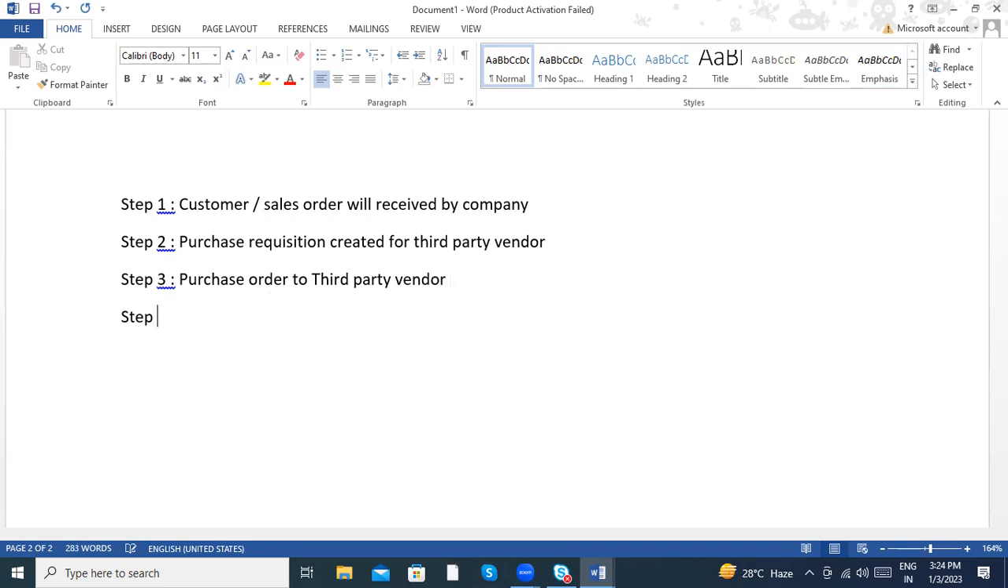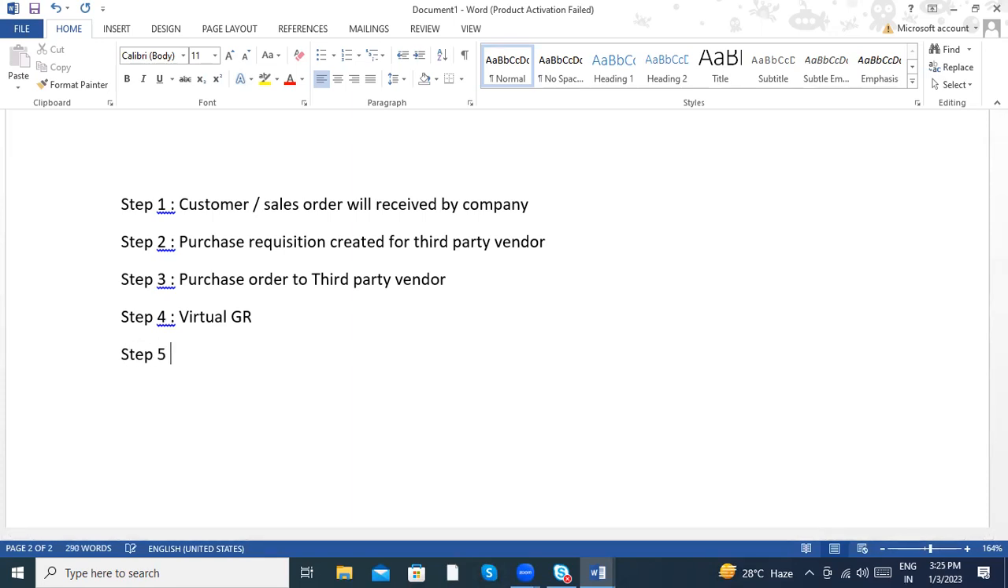Then step 4, virtual GR. We are not receiving the goods physically, but the vendor confirmed that the stock has been dispatched to the customer. He will send that information like shipment details and other details, saying we already dispatched the goods to the customer. So this is not an actual GR, this is a virtual GR, because GR is when we receive the stock, but here we are not receiving the goods. Virtual GR is where we assume that the stock has moved to the customer.